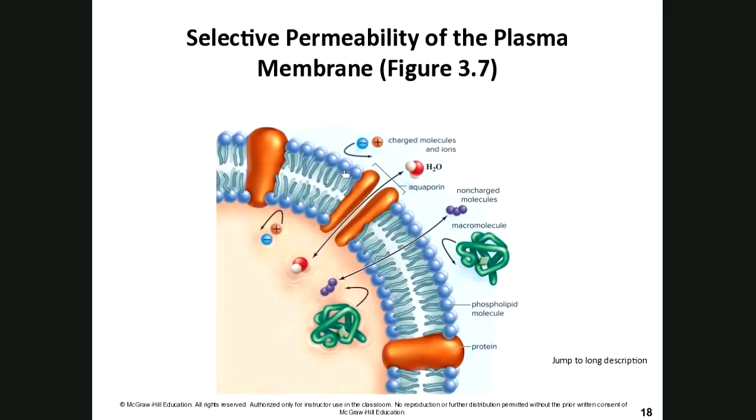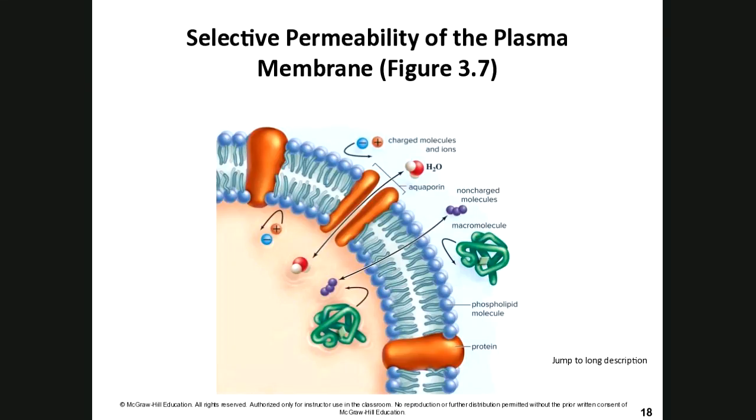Charged particles, anything that has a charge to it, cannot go across via diffusion, so they'd have to go through this protein channel. And even really large macromolecules, like those large lipids we talked about, carbohydrates, nucleic acids, proteins, are too big to just go across the plasma membrane. So in order for them to get across, they have to go through these protein channels.